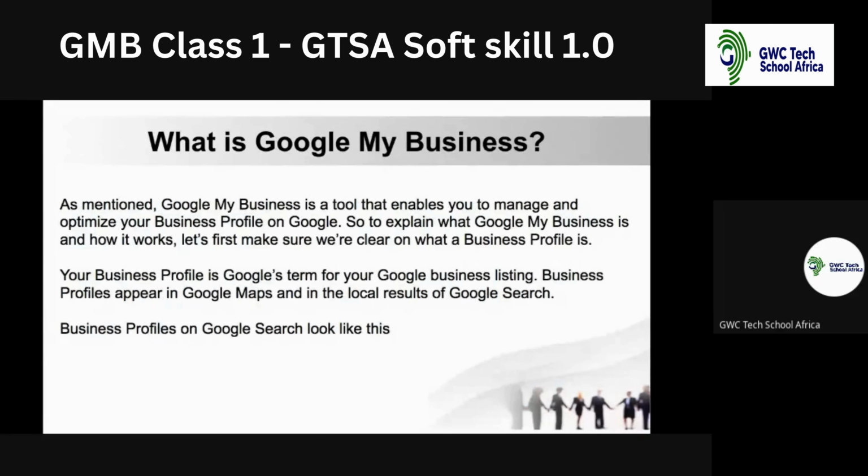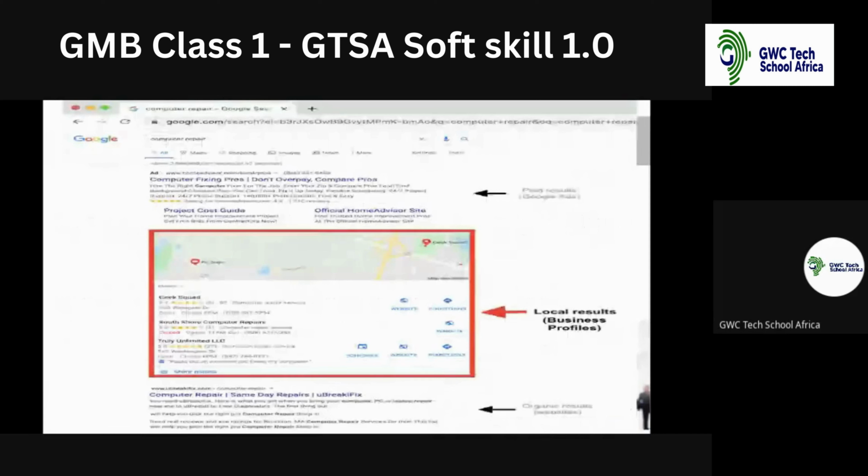As I said initially, Google My Business is a platform whereby you can get your business optimized and listed so that both people that know you and people that do not know you can easily contact you for business. So this is how it looks. This is the local result of a business profile. This is what we see when we search on Google. For instance, when you go to Google and search GWC Tech School Africa, this is exactly what you will see, and how our business should be listed on Google.